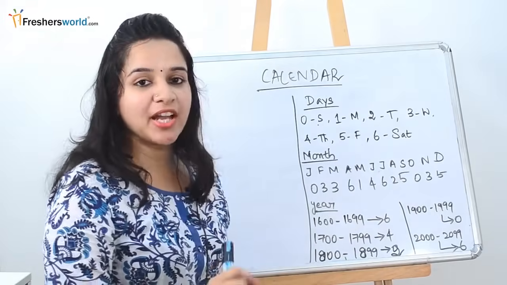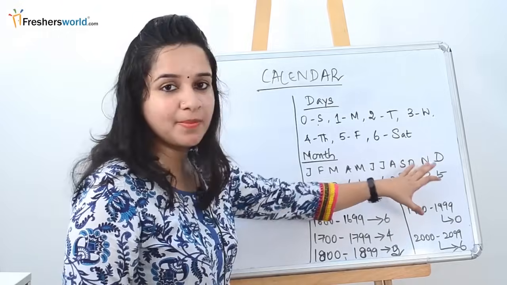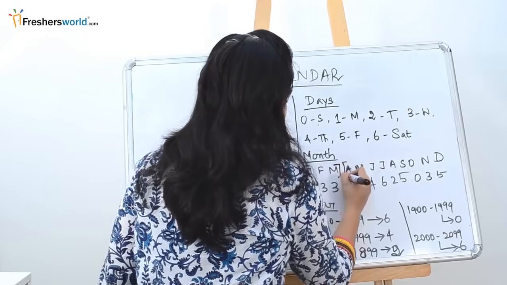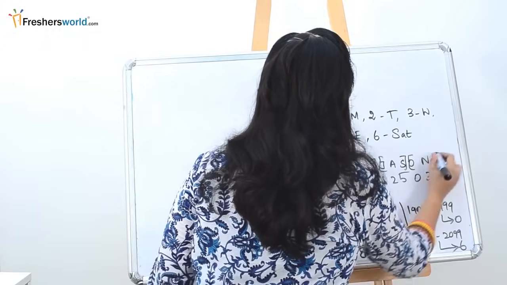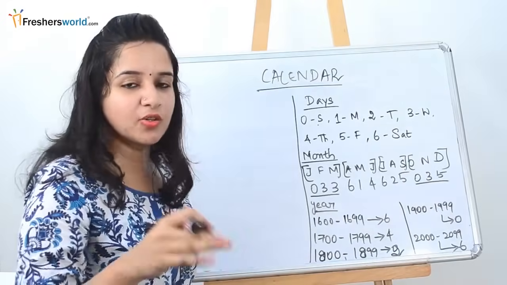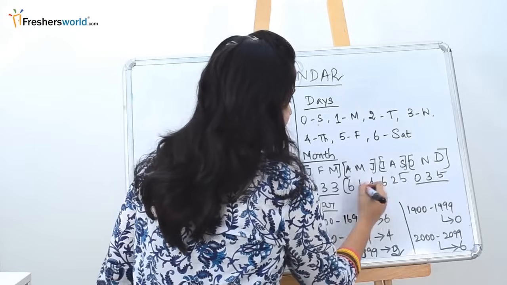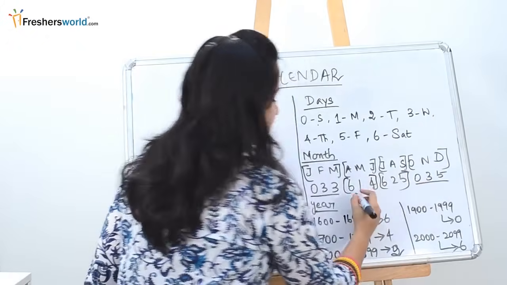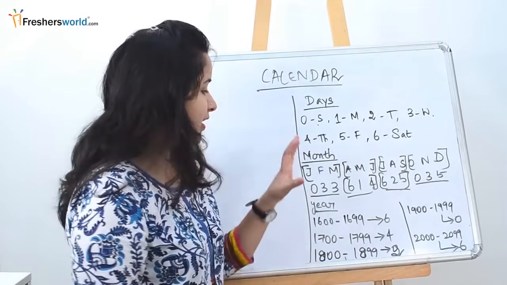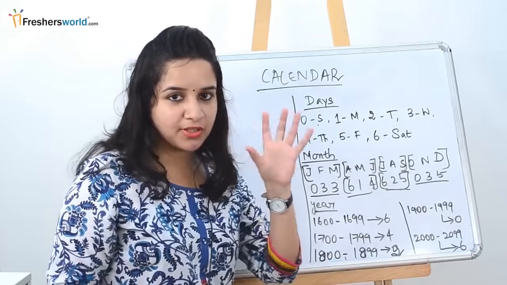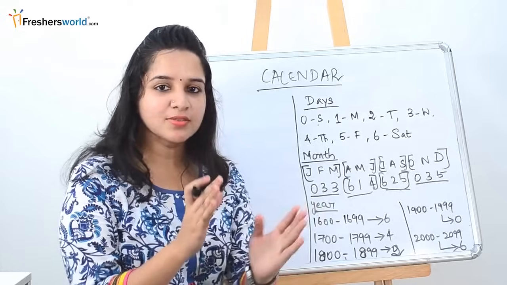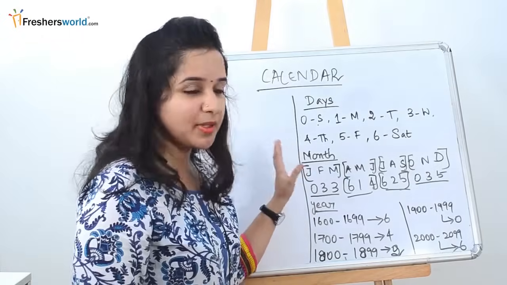Similarly, for months, from Jan to December, we are going to code each month with a number. How to remember this number? Split it into 3 months. The first 3 and the last 3 are 033 and 035. And the middle 2 you can remember as 614 and 625. So on your rough sheet, you can write Jan to December, first fill the first 3 and the last 3 as 033 and 035, then in between fill 614 and 625. That's how you can remember the month codes.